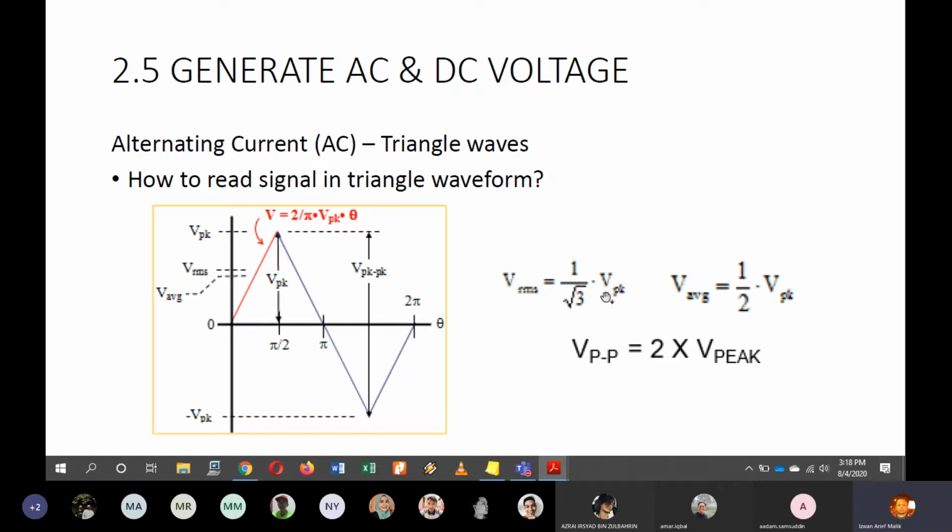And then multiply it with your V peak. But for V average of triangular waves, it is equivalent to 1 over 2 of the V peak, half of V peak. Then you will obtain your V average. Okay, so different types of waveform require different calculations in terms of obtaining their V peak, their V peak to peak, their VRMS and their V average.